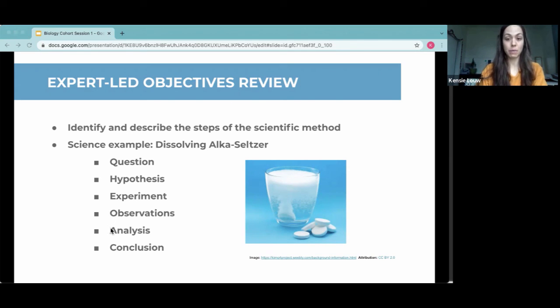And then analysis, maybe you display those times in a graph or in a table so that you can look at it more easily. And then finally, conclusion. You can draw your conclusion based on which tablet dissolved the fastest. And if the tablet dissolved the fastest in hot water, like you hypothesized, then you proved your hypothesis correct. And if it didn't dissolve the fastest in that one, then you go back and make another hypothesis, and you could do the experiment again.